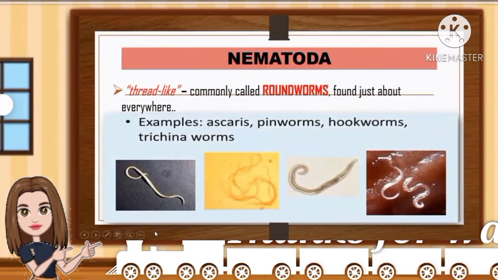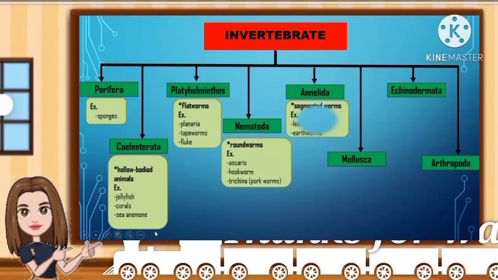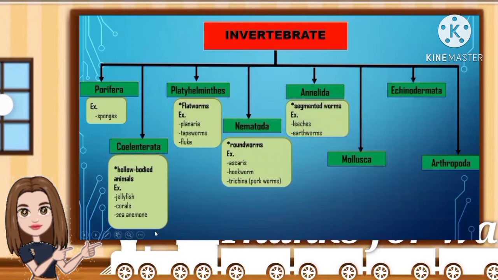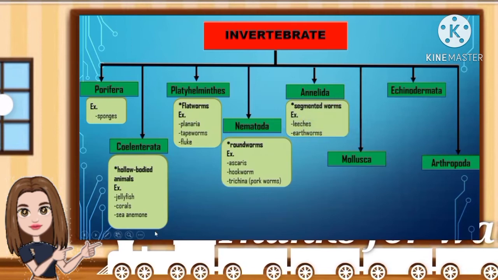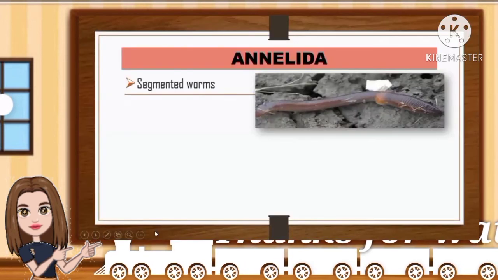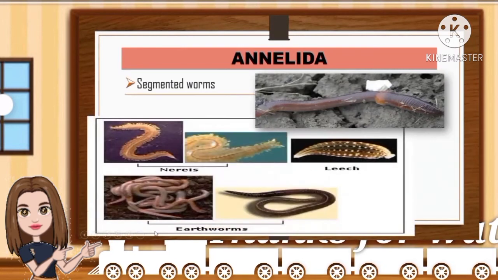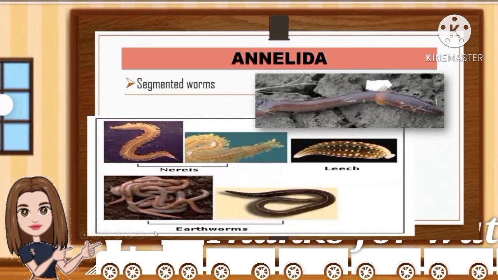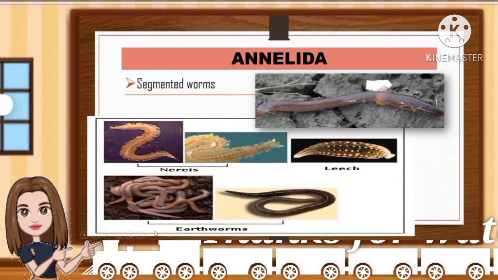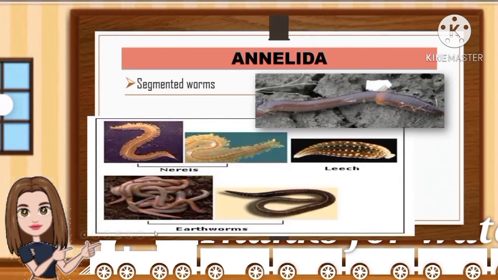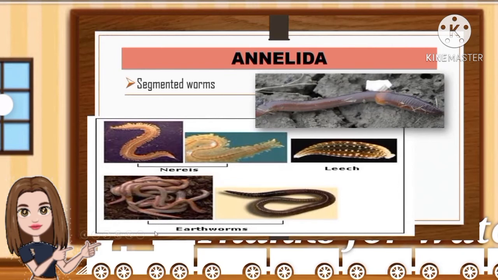Next, we have the phylum Annelida or the segmented worms, so named because of their elongated cylindrical bodies divided into groups corresponding to internal portions called septa, which divide the internal body space into a series of compartments. Examples of this are the earthworms and leeches.